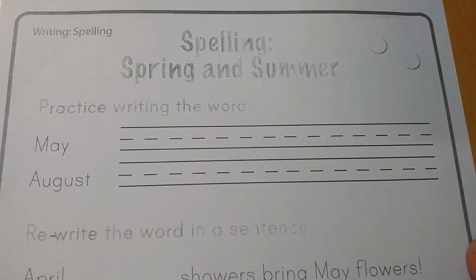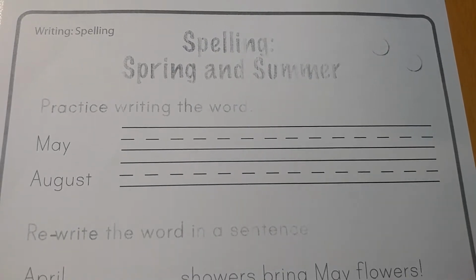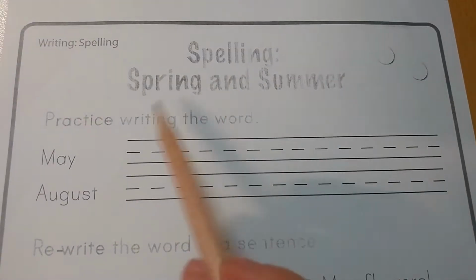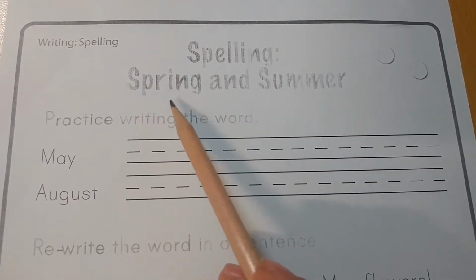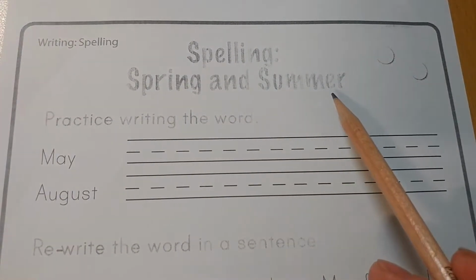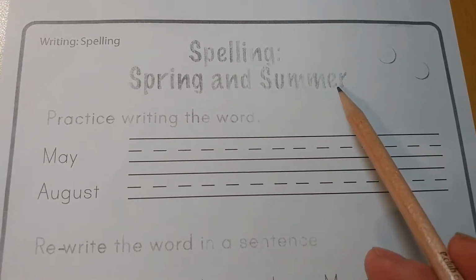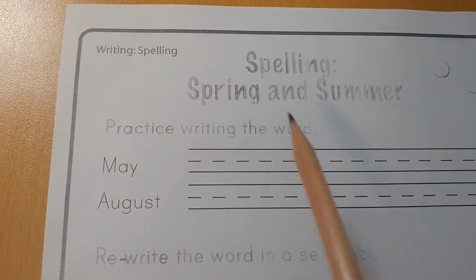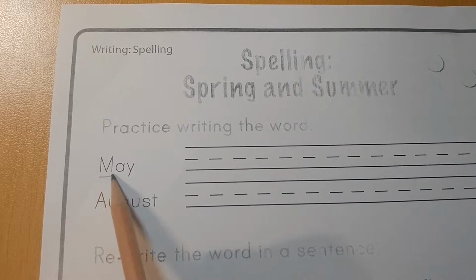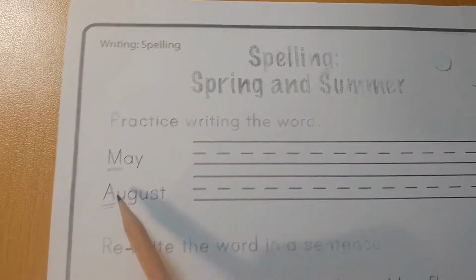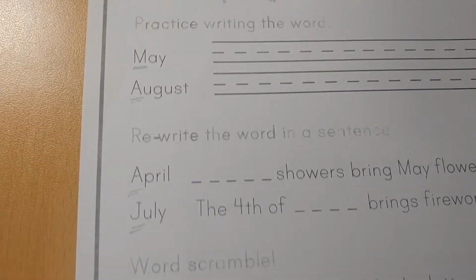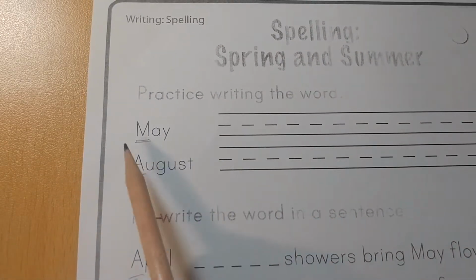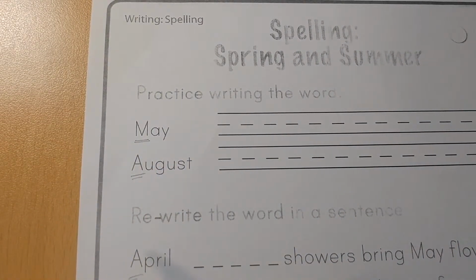And our last page, last week we talked about spelling the days of the week. And this time we're going to talk about spelling the months of spring and summer. Spring and summer. Summer vacation. That's what we're on. So the months of spring and summer. And just like the days of the week, they always start with a capital letter. Big A, big J.